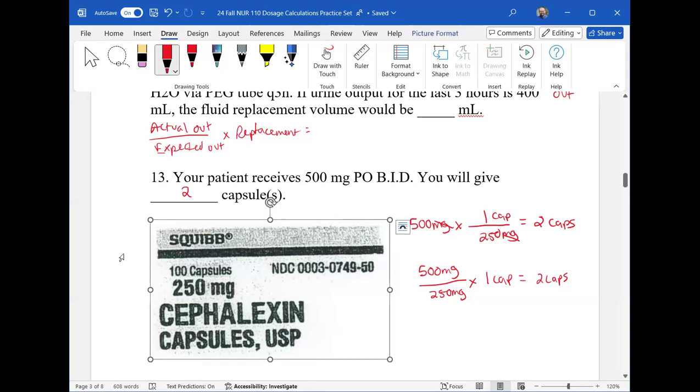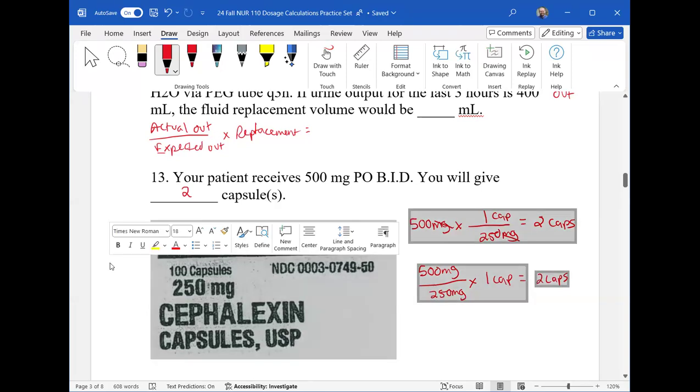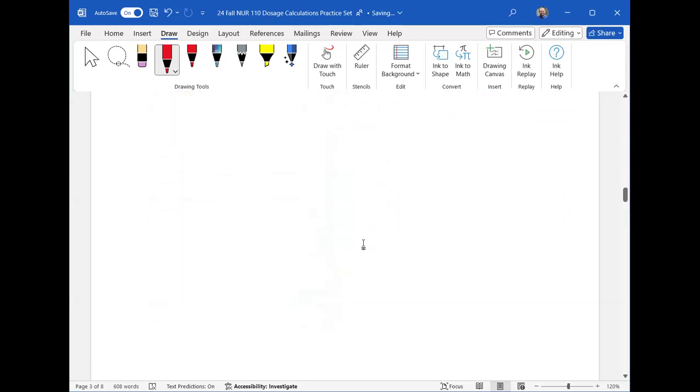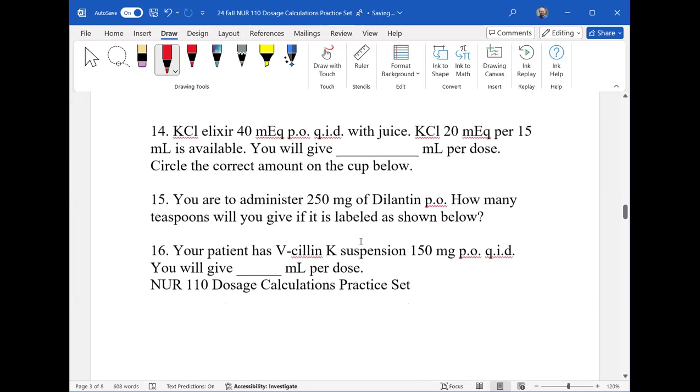Paying attention to the label, the different things on the label. Okay. The 100 capsules just means that's the total amount. But what you're paying attention to is the strength and how it's administered. So each capsule contains 250 milligrams, and that's how you read those labels. Let's look at some other examples.